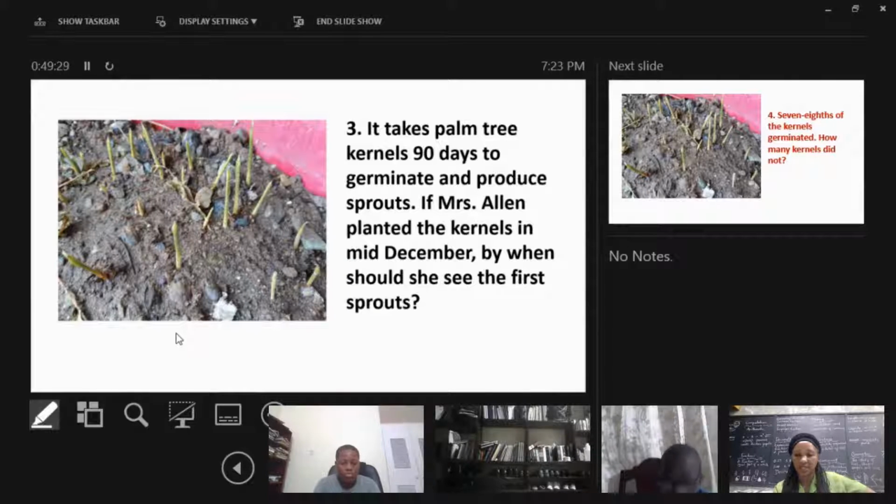All right, let me see or hear some answers for question 3. The palm kernels take 90 days to germinate. To germinate means to produce sprouts that burst out from the seed coating, and that's when the growing process has started. So if it takes 90 days for the germination to complete, by when should Mrs. Allen see the first sprout? So Jer, what do you say?